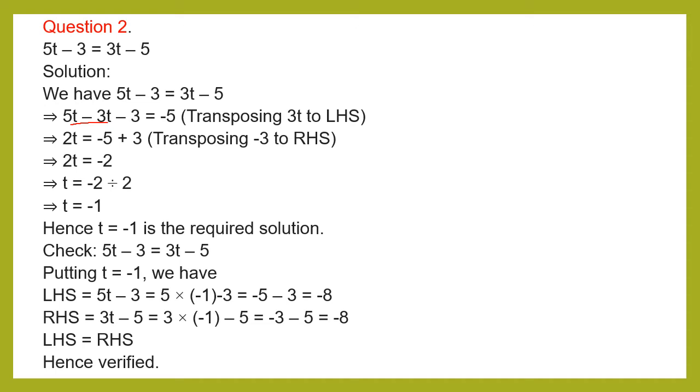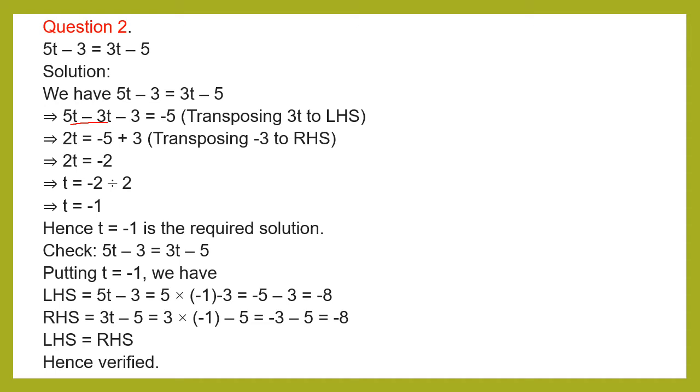5, 3 goes, so 2. The greater term has a minus sign, so minus 2. 2t equals minus 2. t equals minus 2 divided by 2. So t equals minus 1. Hence t equals minus 1 is the required solution.